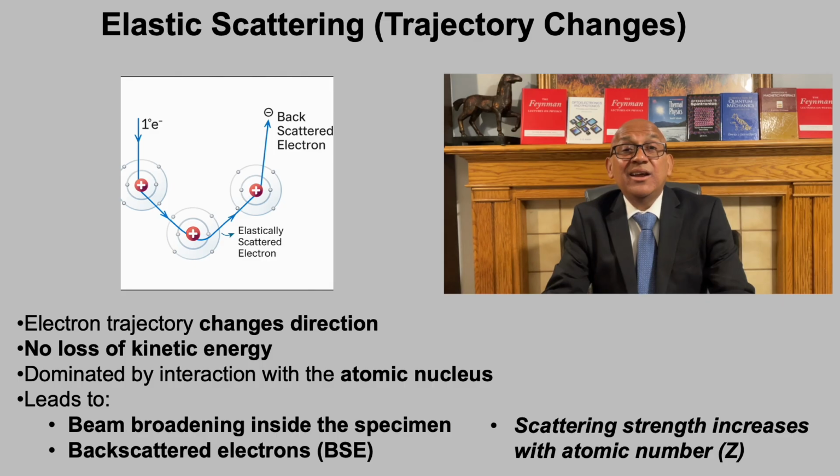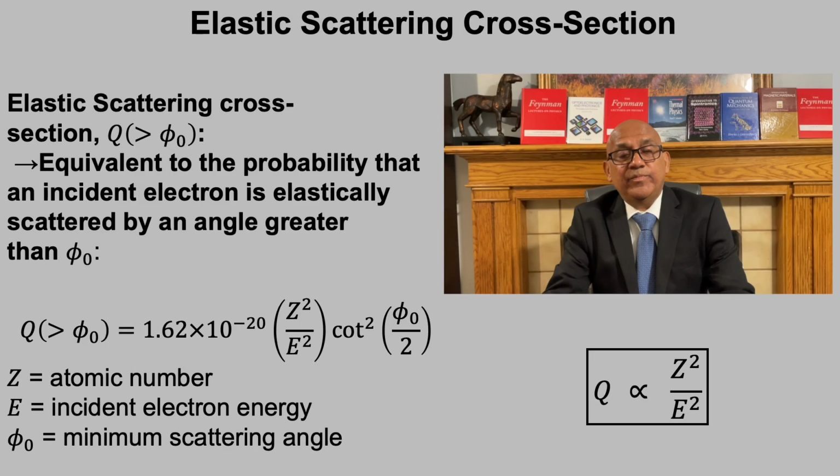After several large-angle elastic scattering events, some electrons can be redirected back out of the specimen. These electrons are detected as backscattered electrons, or BSE. Elastic scattering, therefore, plays a central role in determining interaction volume size, beam spreading, and compositional contrast in SEM.